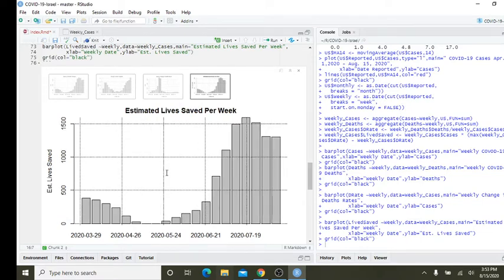Let's see. Estimated lives saved. The weekly lives saved is calculated by the difference between the maximum and minimum death rate. The difference between those two represents lives, people who haven't died. But anyway, you can see there is some good news here, I guess. Lives are continuing to be saved even at the rate that it's reporting.